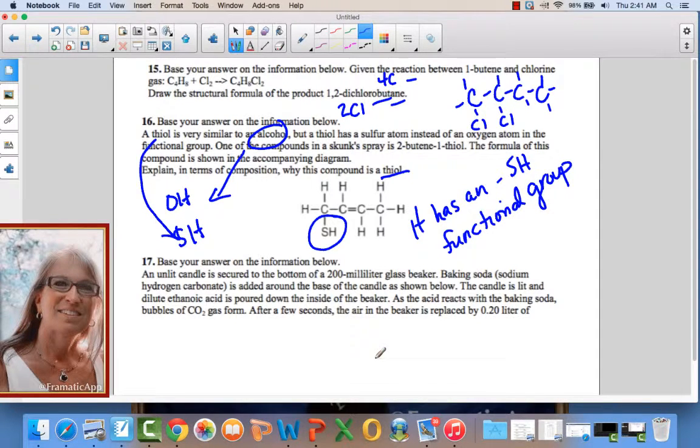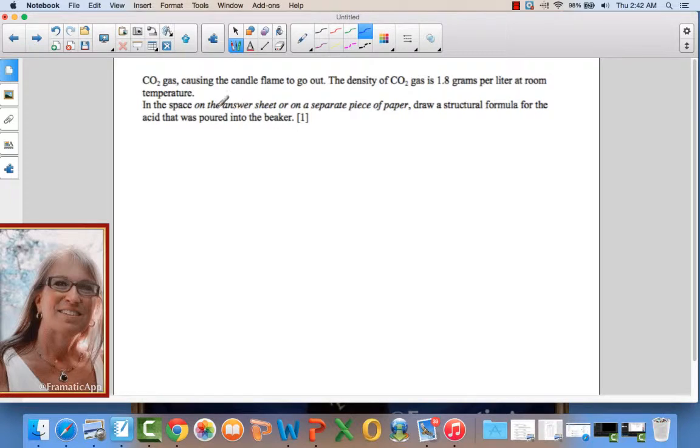All right. Moving right along here, an unlit candle is secured to the bottom of a 200 milliliter glass beaker. Baking soda, which is sodium hydrogen carbonate, is added around the base. The candle is lit, and dilute ethanoic acid, that's important, is poured down the inside of the beaker. As the acid reacts with the baking soda, bubbles of CO2 gas form. After a few seconds, the air in the beaker is replaced by 0.2 liters of CO2 gas, causing the candle flame to go out. The density of the CO2 is 1.8 grams per liter.